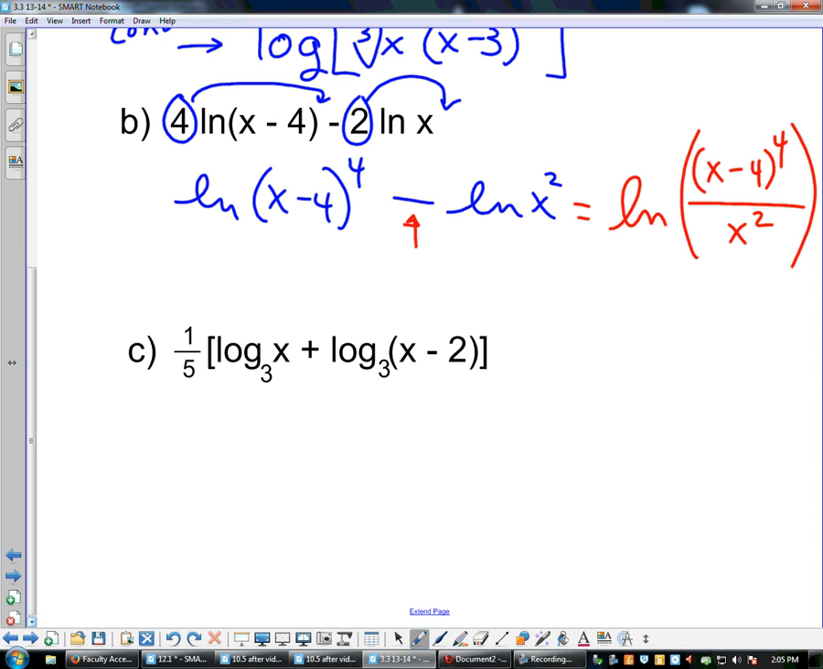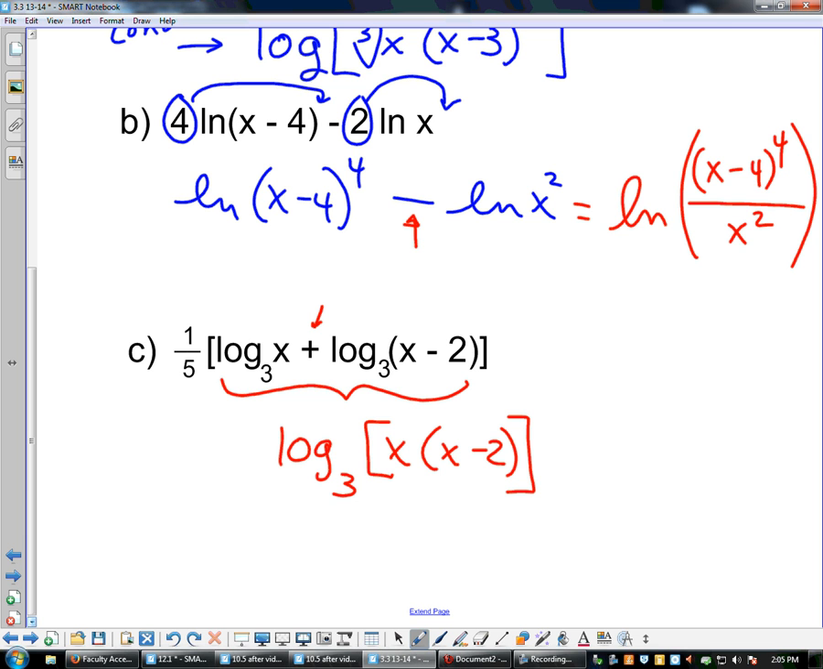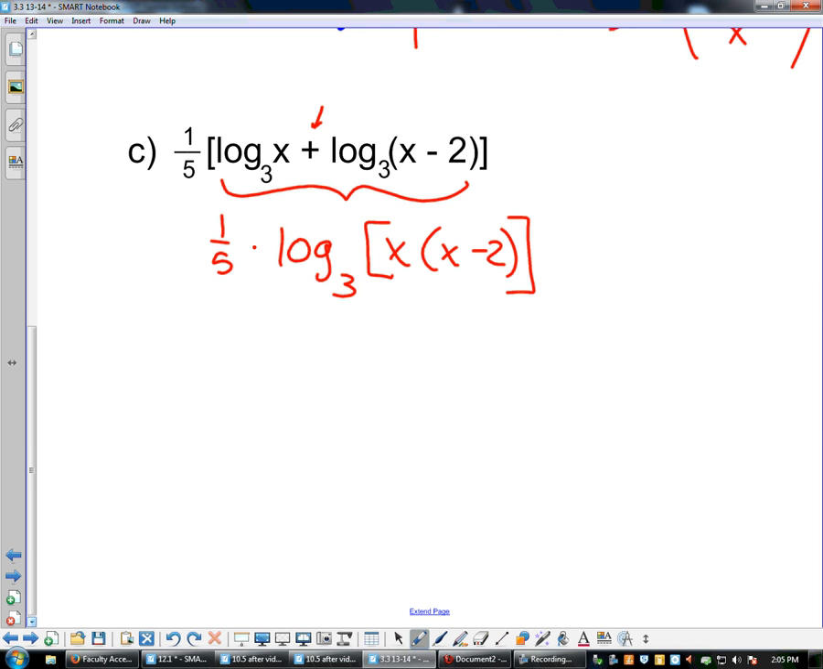And let's try this one. If we have 1/5 times log to the base 3 of x plus log to the base 3 of x minus 2, let's work from inside out and try to condense what's inside first. I see an addition here, which means I can rewrite it as one logarithm, but with multiplication. So let's write this as x times x minus 2. And don't forget that this was really a 1/5 out in front of this. So that means I really could rewrite this, bringing that 1/5 as a power on the whole quantity there.